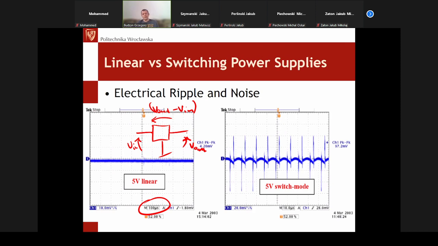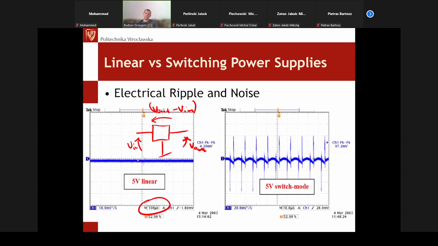Because there are two types on the market, standard ones and low dropouts. Question two, maybe you have met this problem: what's the minimum difference of V in to V out in standard linear regulators, and what's this in low dropout? The numbers. What are the values expected here?